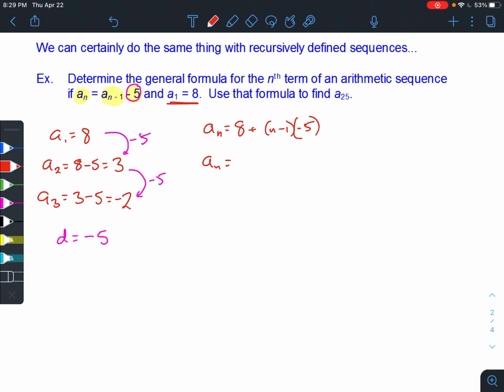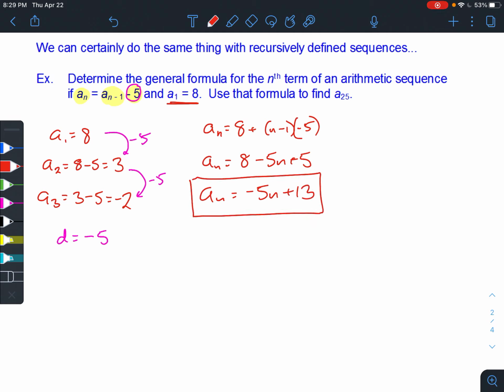All right, anyway, that gives me a sub n equals, with a little bit of distribution here, negative 5n, and then plus 5, watch your signs. And so my nth term formula works out to be a sub n equals negative 5n plus 13. So basically, we can turn a recursive formula, or a recursive definition, into an nth term formula with a little bit of playing around.